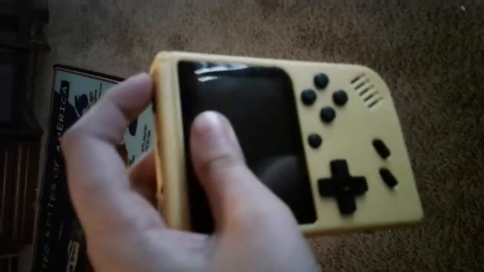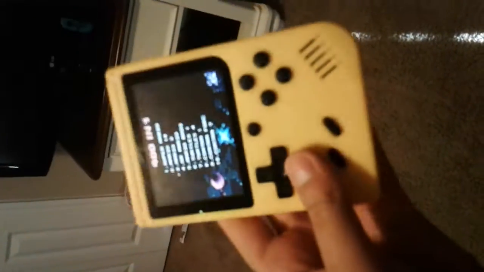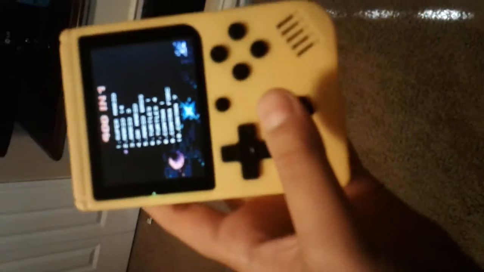When you turn it on, this is what happens. It's a Famiclone! Yep! A Famiclone! Alright, this is Mario 14!